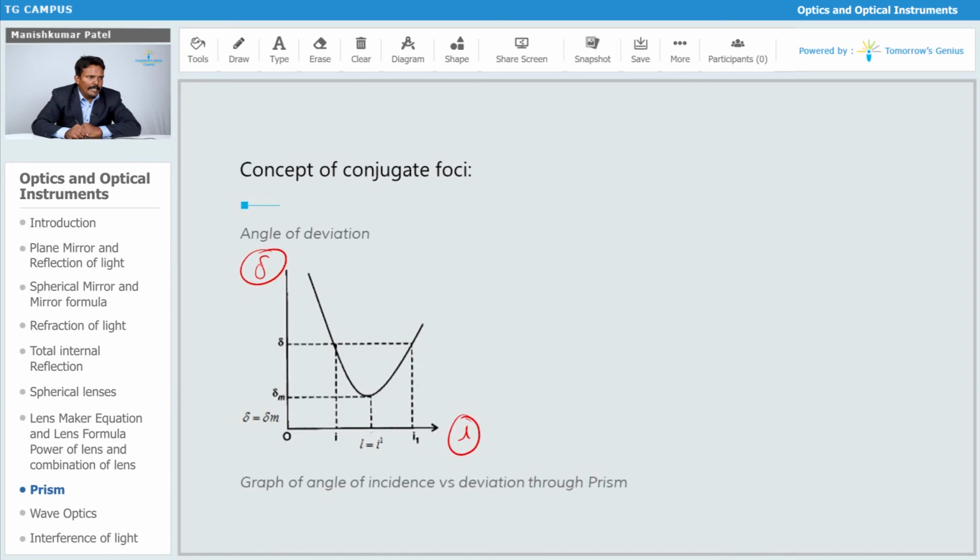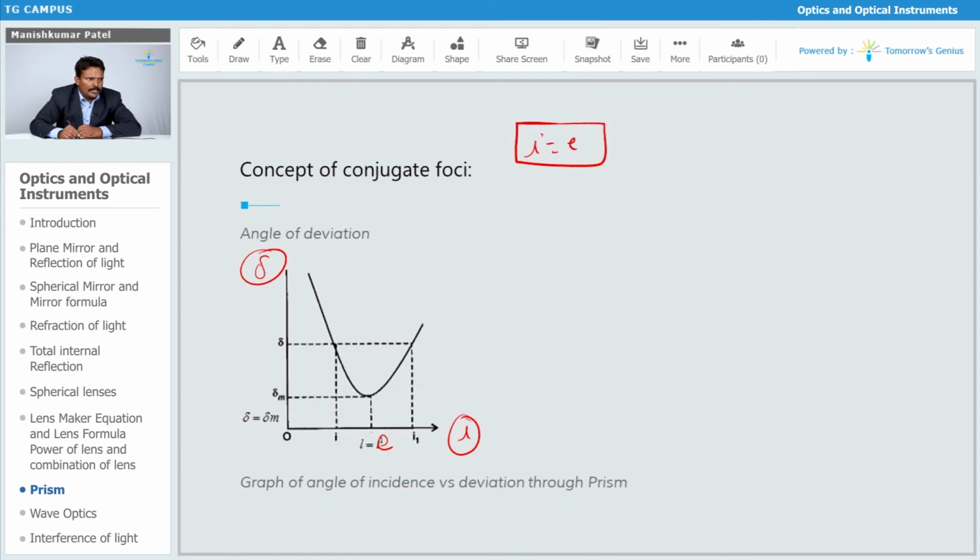Then you will find that initially the angle of deviation goes on decreasing as I increase the angle of incidence. The deviation goes on decreasing, then at a particular value of the angle of incidence, the deviation is minimum, and again it starts increasing. So this delta is equal to delta M. For this case we can say that I is equal to E.